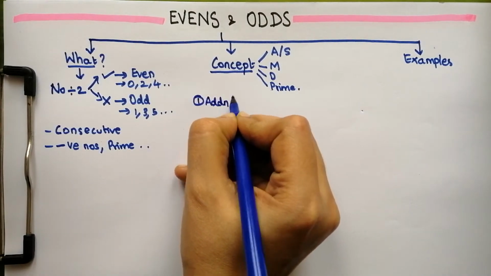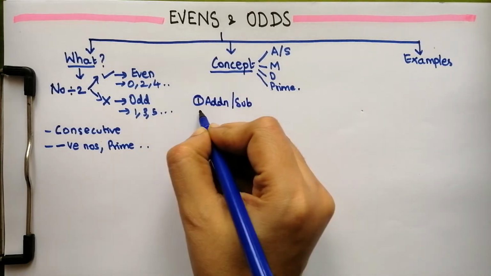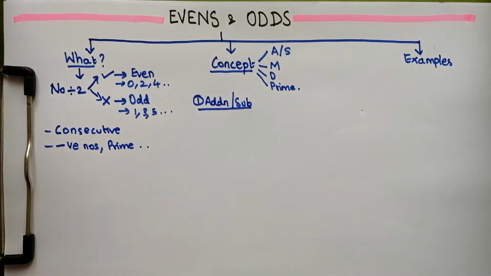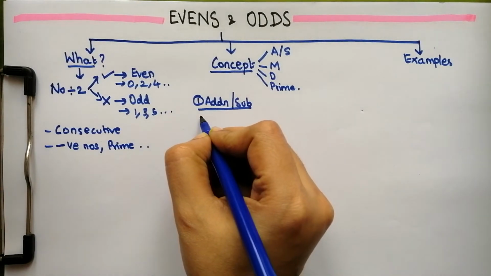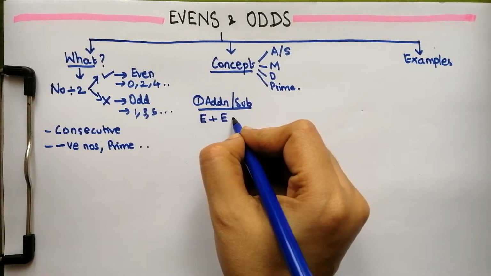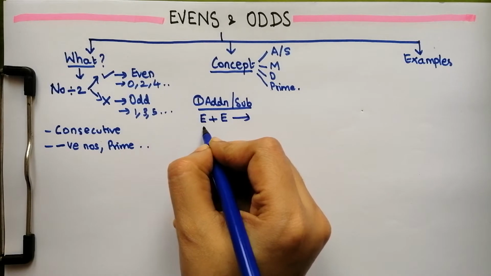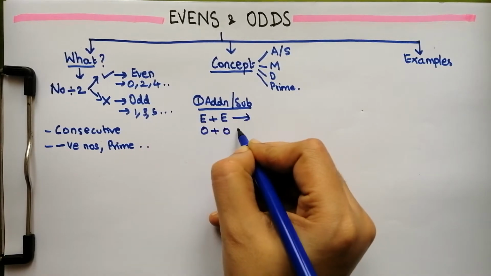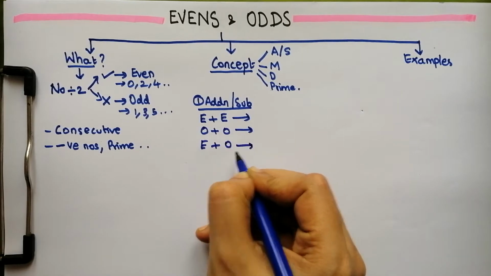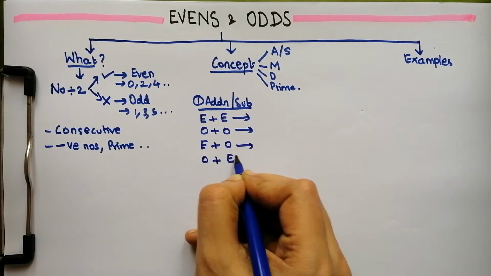Addition and subtraction. It's very simple. You only have to remember one thing. I'll tell you what. Suppose you're dealing with two even numbers, okay? And there is one more condition, you're dealing with both odd numbers. Another condition where you're dealing with even and odd. Another condition where you're dealing with odd and even.